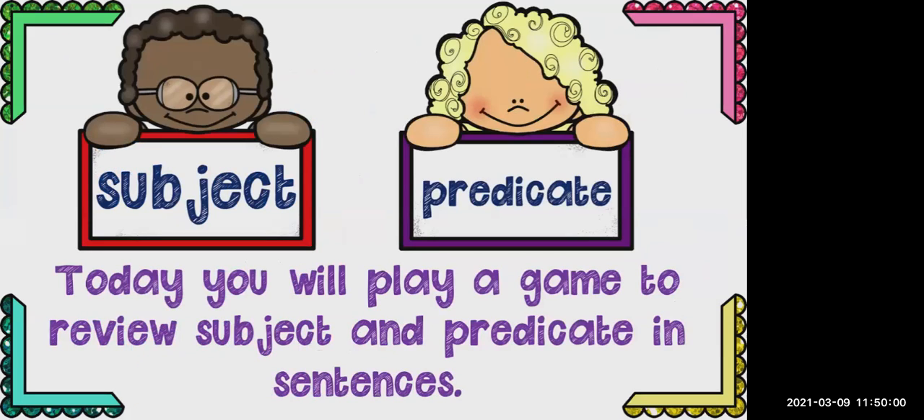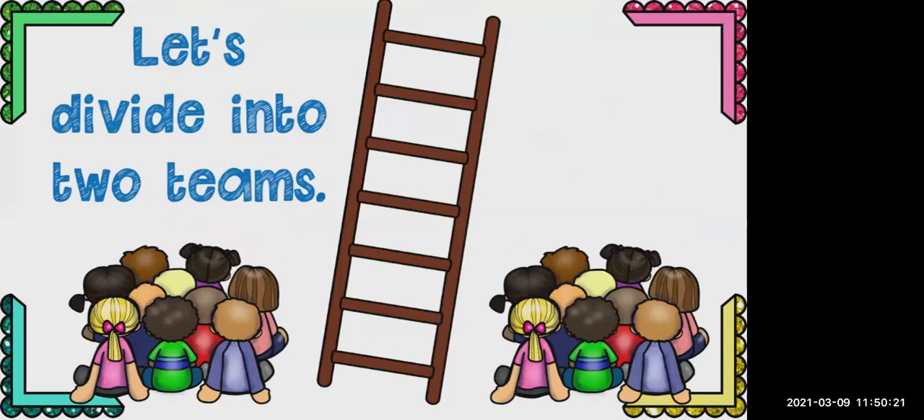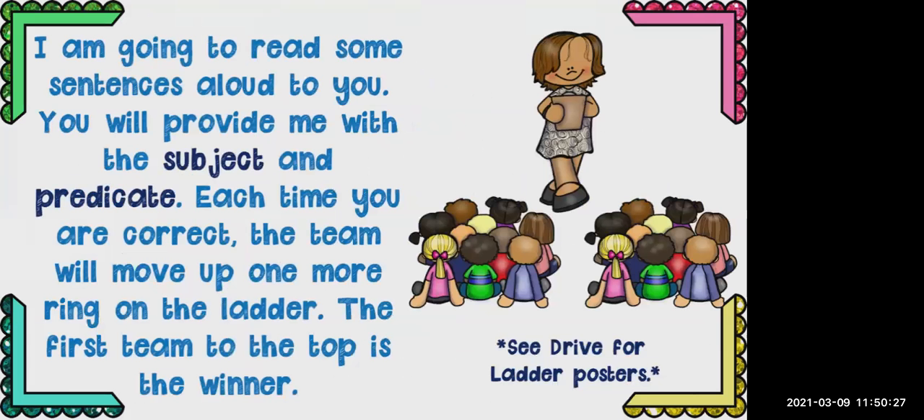So today we're going to play a game to review subjects and predicates in sentences. Well, we can't really play the game because you guys aren't here with me, but you can play against someone in your house. Okay, so it's called Climb the Ladder, and you are going to be in two teams. So it'll be you and your partner, whoever your partner is. You two can play against each other. Okay, so I'm going to read a sentence out loud to you, and you are going to tell me the subject and the predicate. And each time that you are correct, you get to move one ring up the ladder, and the first team at the top wins.